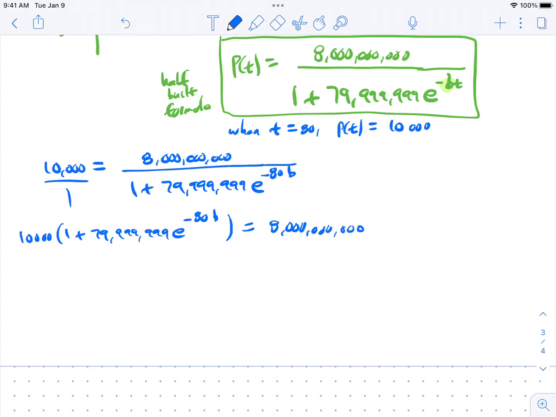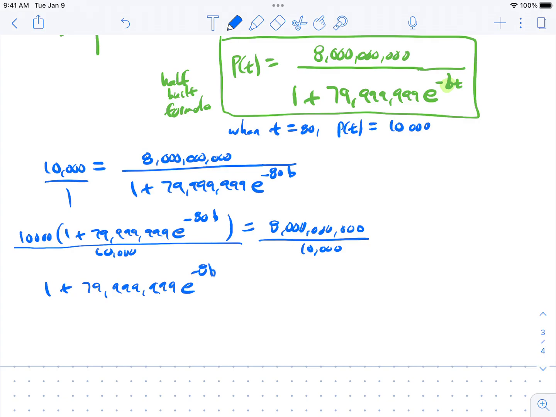Okay, first thing I'm going to do to try to get B by itself is I'll get the parentheses by itself. In other words, I'll divide both sides by 10,000. So now I've got 1 plus 79,999,999 e to the negative 80B is equal to. Now if you take 8 billion and you divide it by 10,000, what are you going to get? Well, I'm going to cancel off 4 zeros. 1, 2, 3, 4. And that's really all I got to do is cancel off 4 zeros. So I've got 8 with 1, 2, 3, 4, 5 zeros left. So that's 800,000.